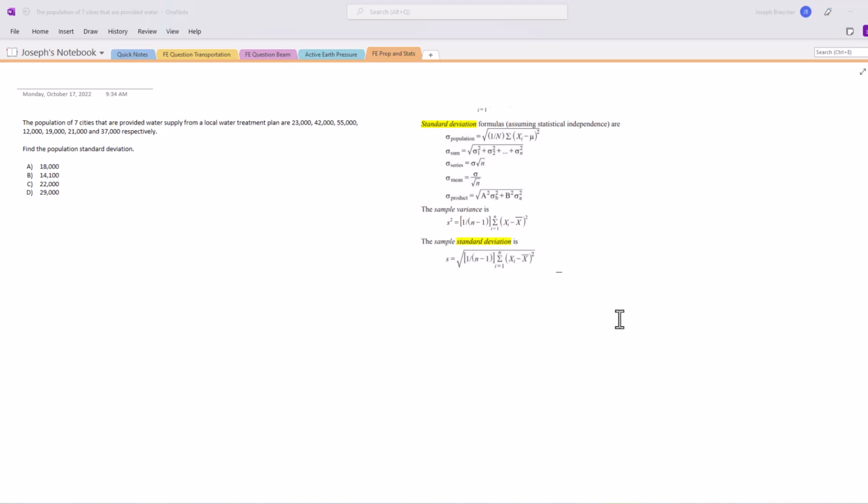And today we have another sample problem here. This one's a probability and statistics problem.